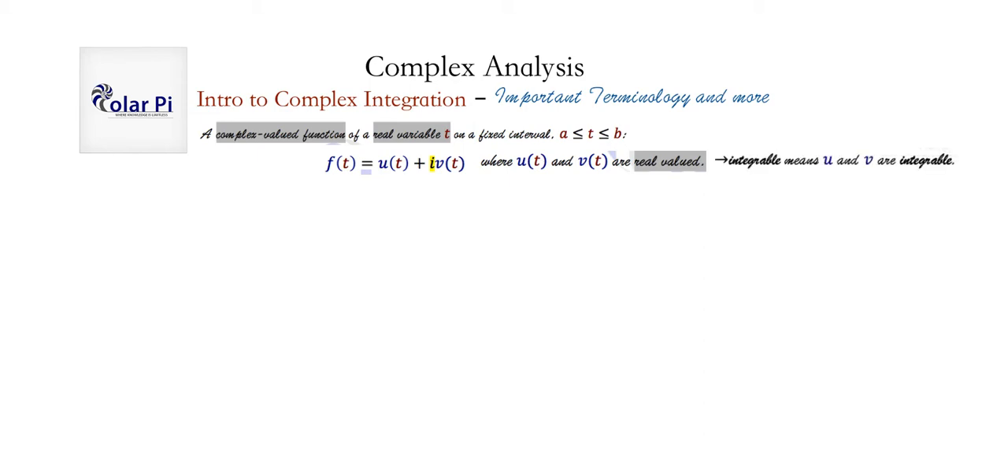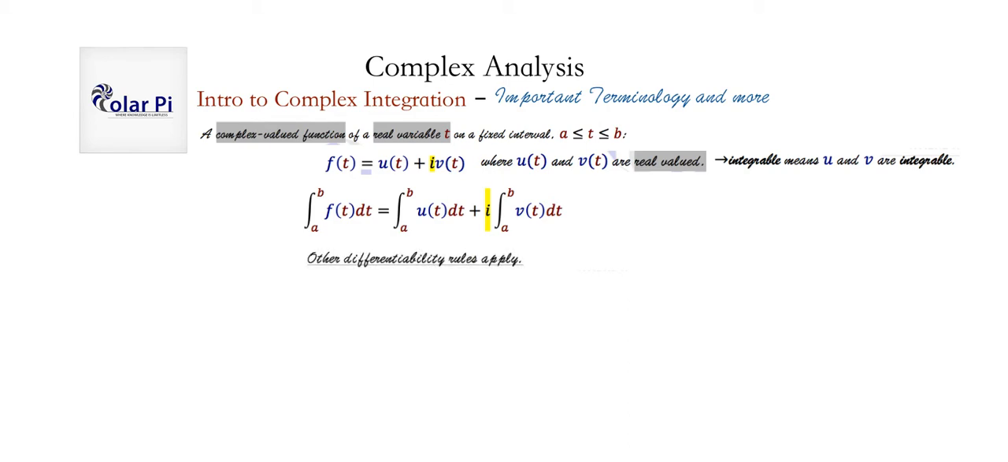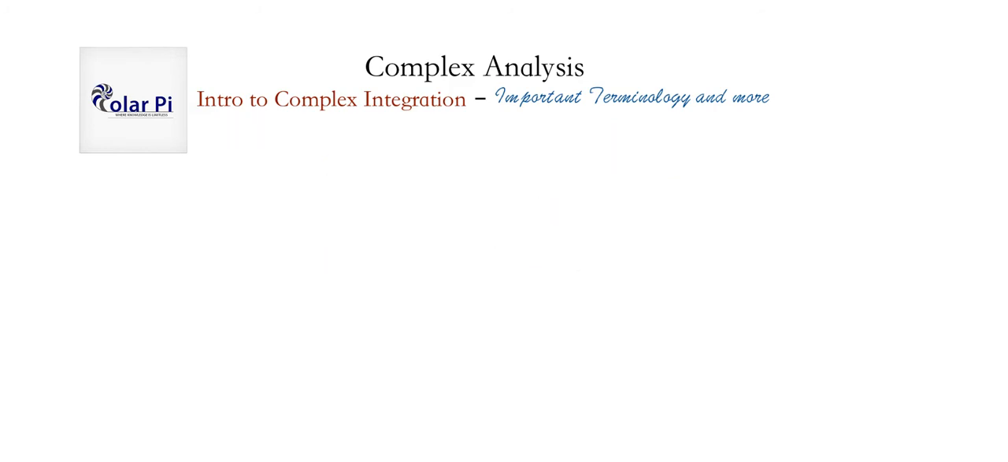And in that case, we'd say that the integral from a to b of f of t dt is equal to the integral of its real part plus i times the integral of its imaginary part. Okay? And of course, all other differentiability rules apply, for example, the fundamental theorem of calculus. With this, let's go to the second half of this video that's got a lot more.